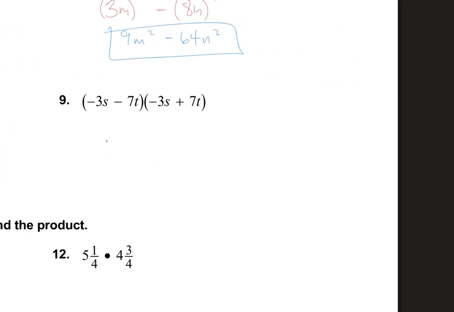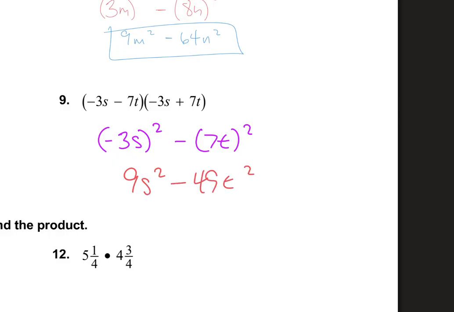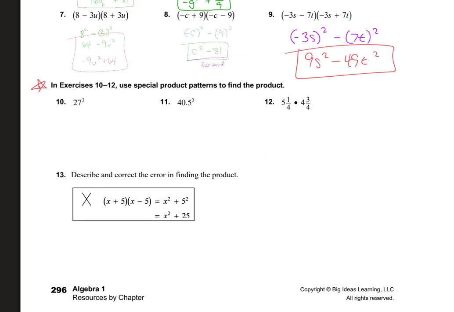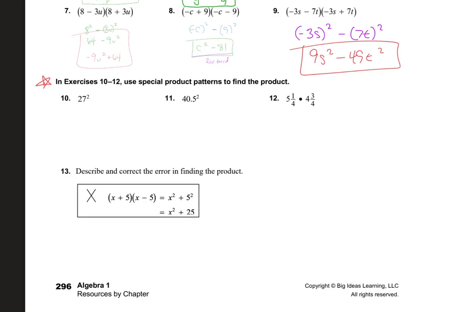Number 9, negative 3s squared minus 7t squared. 9s squared, 49t squared. Done. Like I said, I'm going to save 10, 11, 12 for last just because its thinking is in a different direction a little bit than the others.